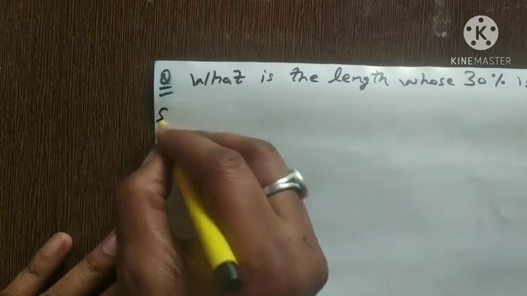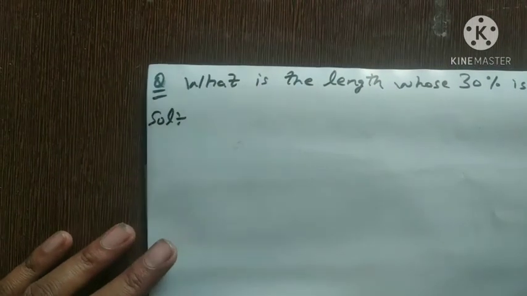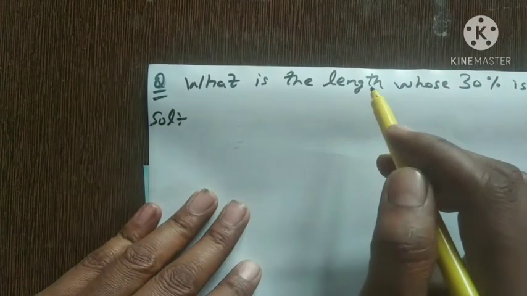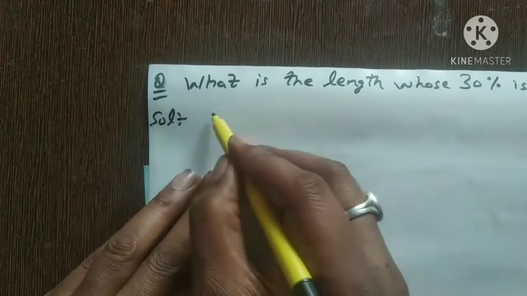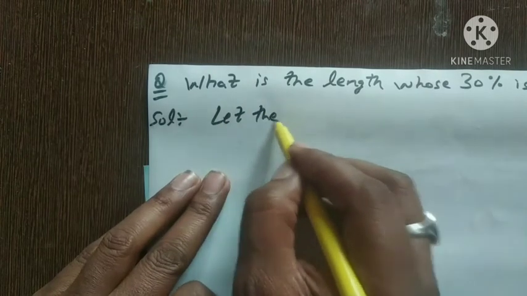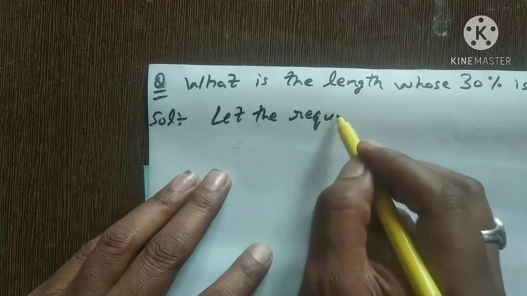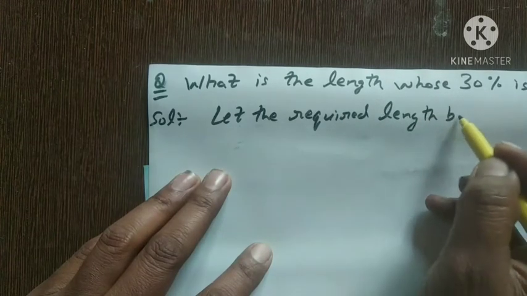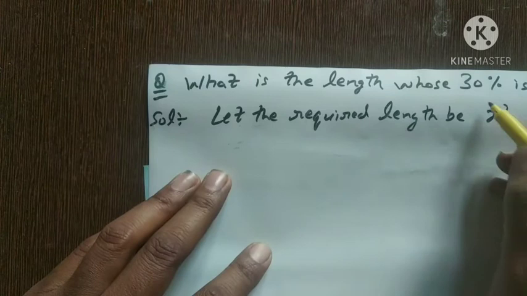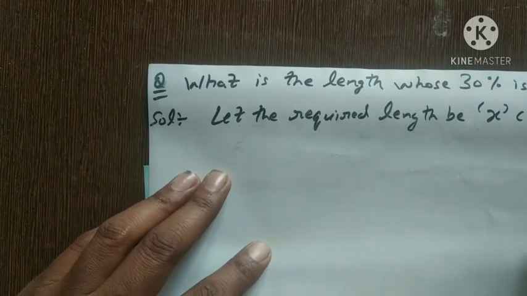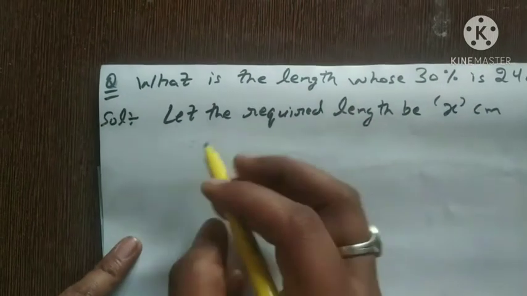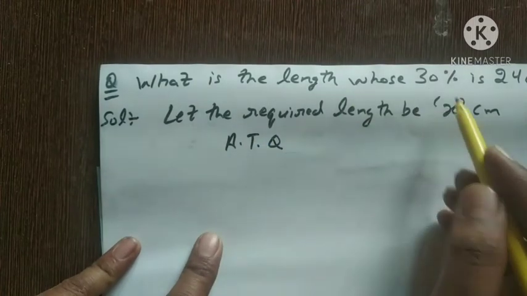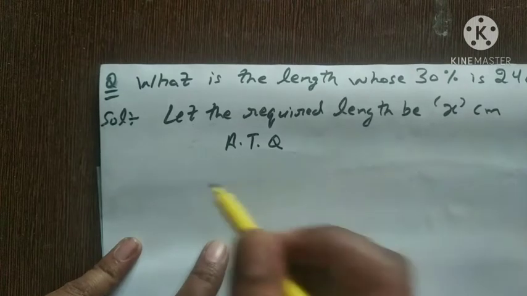Now let the required length be, because we don't know the length, we have to find the length. So I will assume the length. Let the required length be x centimeter. Right? Now according to the question, 30% of this length is 24 centimeter.